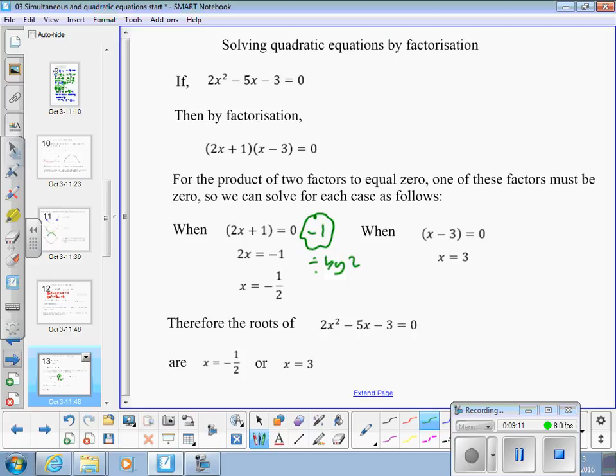And then when x minus 3 is equal to 0, we add 3 on both sides, x is equal to 3. So the roots of this equation are x is minus a half or x is equal to 3. And when that neatly factorizes like that, that's a reasonably easy way of finding a solution.